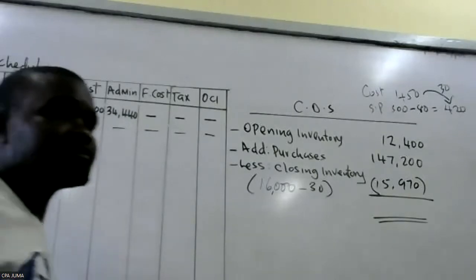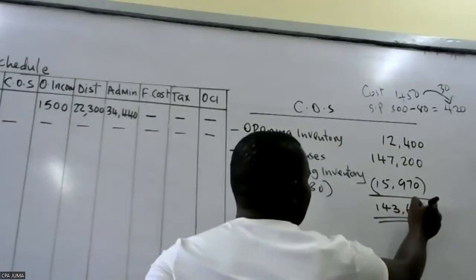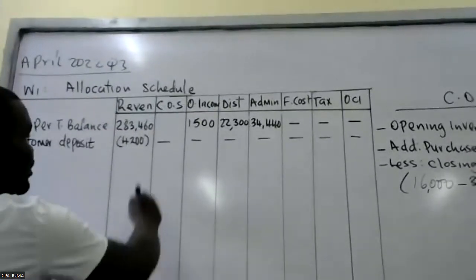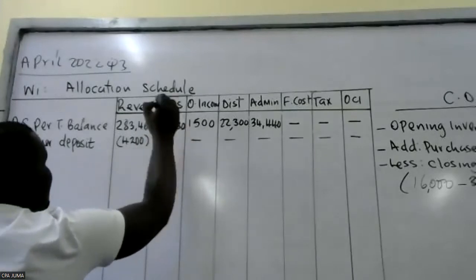Total. 143. Very good. So take it to cost of sales. Yeah. 143,630.